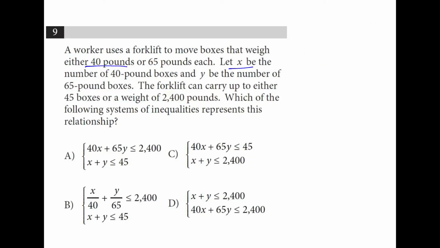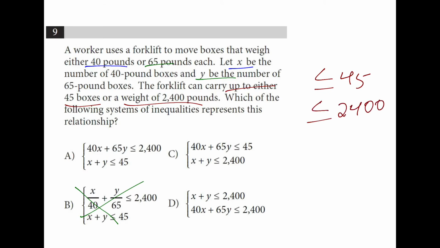X is the number of 40 pounds, so I should see 40X. And Y is the number of 65 pounds, so I should see 65Y. This one doesn't really work. Up to 45 boxes means less than or equal to 45. And weight of 2,400 means less than or equal to 2,400. D is wrong because it has 2,400 twice. And A is correct because it has the weight with the weight and the number of with the number of.